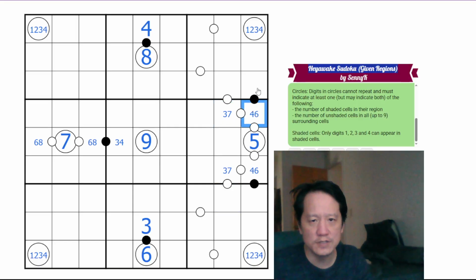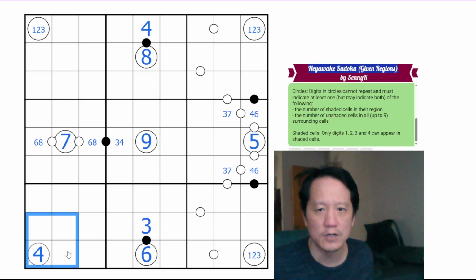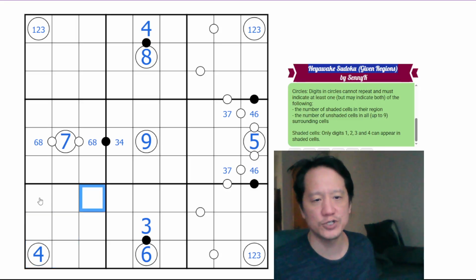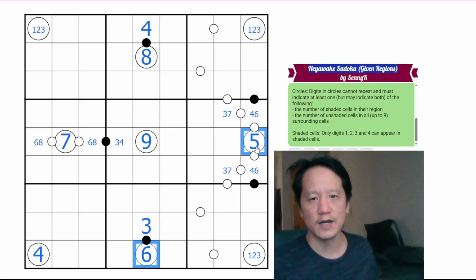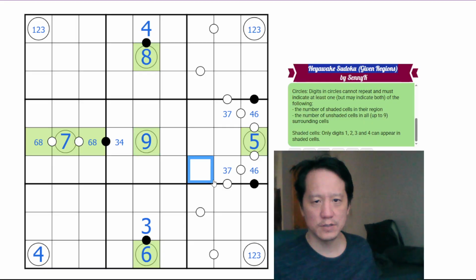4 and 6 is going to be in a 1 to 2 ratio. This 4, 6 pair eliminates 4 and 6 in the rest of the column. This can't be 4. This can't be 4. 4 eliminates 4 here. So this must be 4 here, which means you could have 4 shaded cells or 4 unshaded cells. We're not sure which. 5, 6, 7, 8, and 9 can only be unshaded. So these are all unshaded, which we'll mark as green.